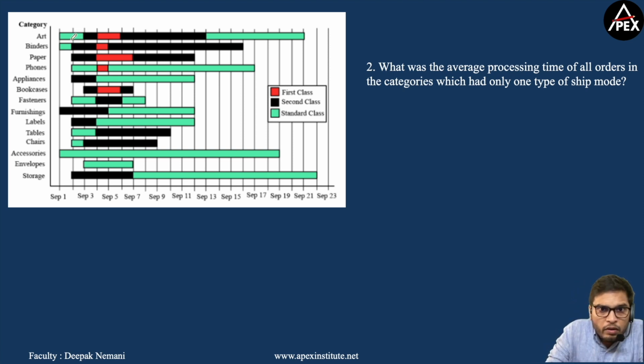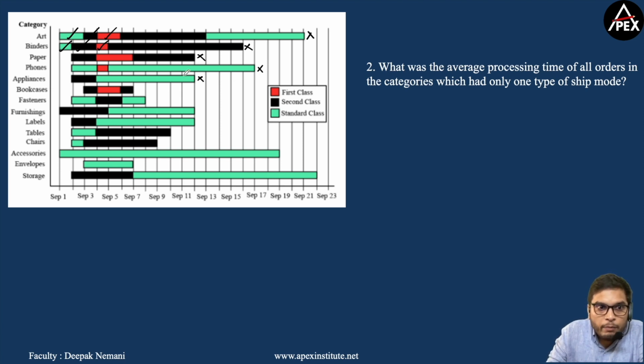Now coming to art, we have standard class shipping, second class shipping as well as first class shipping. So you should not consider art. Now coming to binders, again standard, second and first class. So you should not consider this. Again, paper had two types of shipping modes. Phones also had two types of shipping modes.